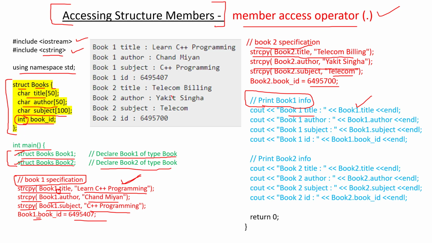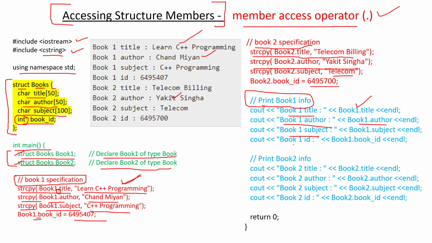Yeah, correct. Sorry, this is not the one. Yeah, Learn C++ Programming. Second one, book one dot author. Book one dot author, we have entered Chandmian. So similarly, by using this dot operator, we are able to enter the values as well as print the output. This is the main takeaway from this problem.